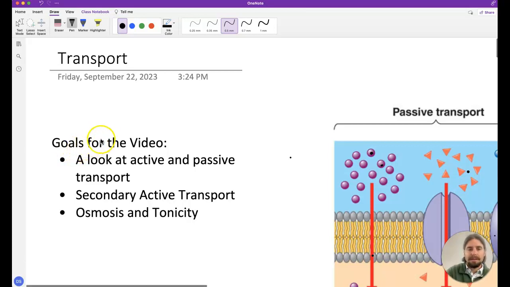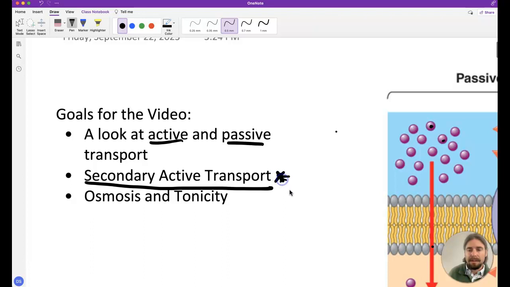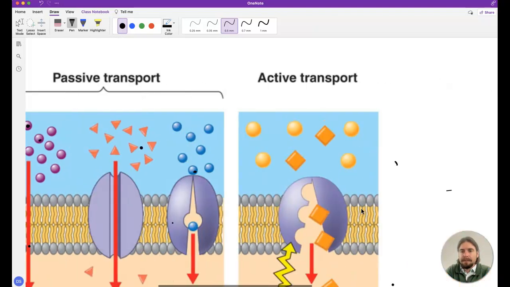And so today we're going to look at transport, which is going to be the theme for our week. In this video, we're going to remind ourselves of the difference between active and passive transport. We're going to introduce a new idea of secondary active transport, which we will revisit during the week, but will be important for our upcoming exam. And then we'll remind ourselves of the movement of water across a membrane in osmosis, and reintroduce this idea of tonicity, which will be present in our lab activity this week. So without further ado, let's jump right into it.